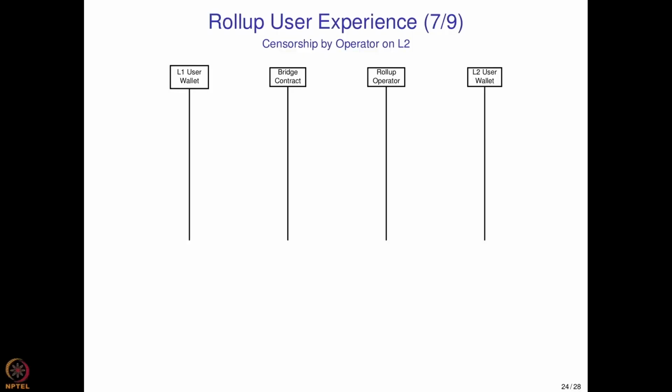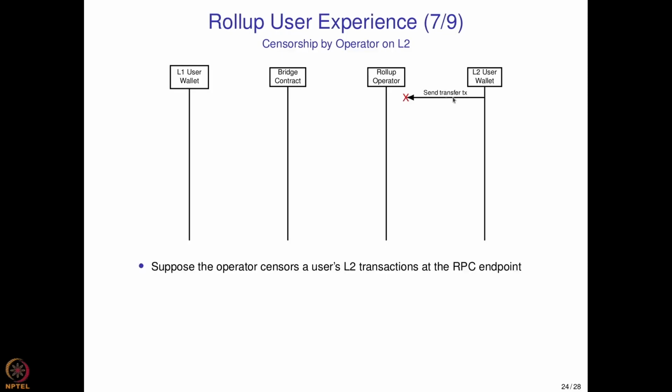Here in rollups, because the layer 2 is controlled or coordinated by the rollup operator, the rollup operator can censor you on layer 2. So maybe you are trying to do some transfer, but the rollup operator does not like your IP address. Maybe you are from a country which is sanctioned by the particular government where the rollup operator is operating, so they refuse to take your layer 2 transaction. So what is the recourse?